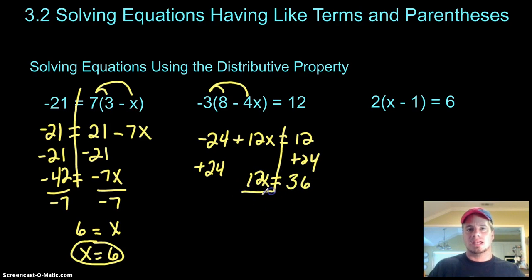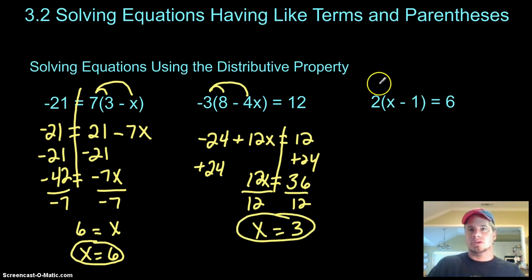Okay, last step, get rid of the 12. It's multiplied, so I divide. I get x equals 3. Good. Last one here. Get rid of the parentheses. 2 times x is 2x. 2 times negative 1 is negative 2. And that equals 6. Two things to get rid of, the 2 and the negative 2.